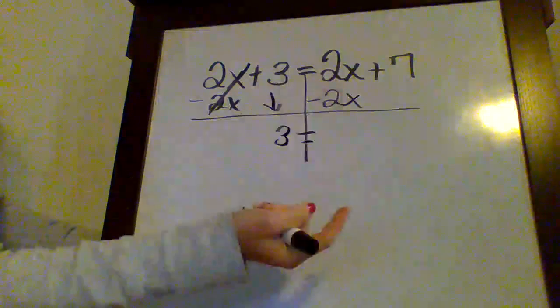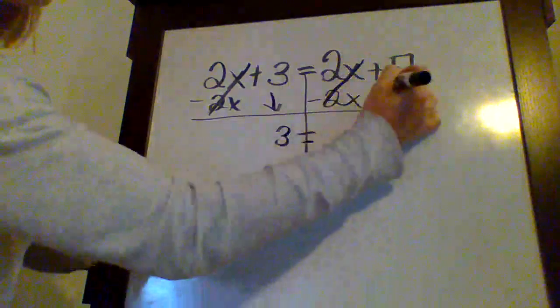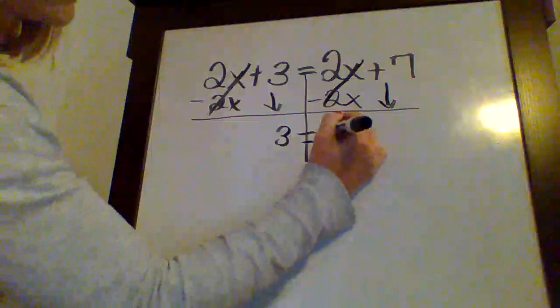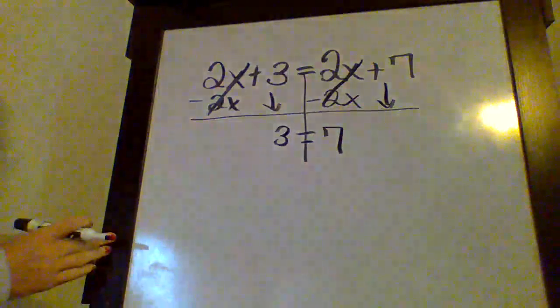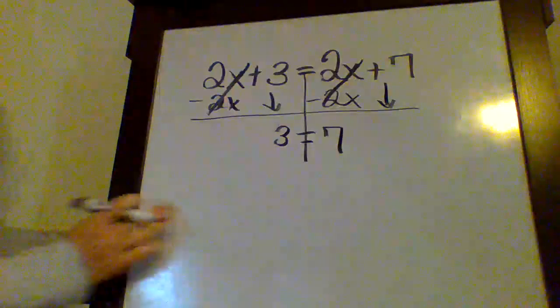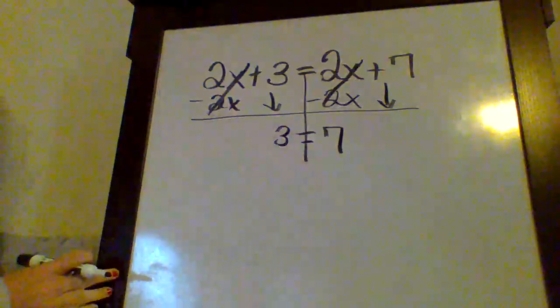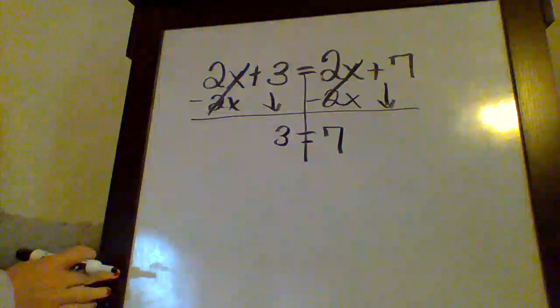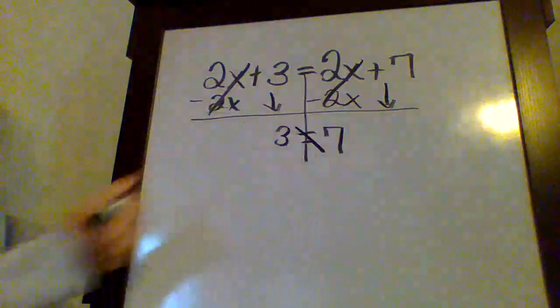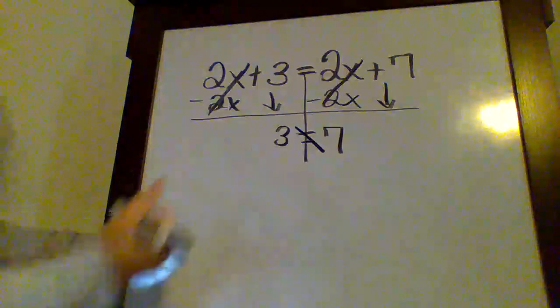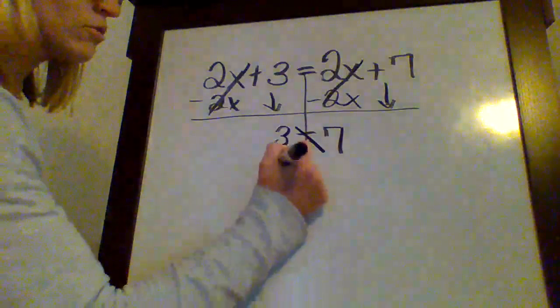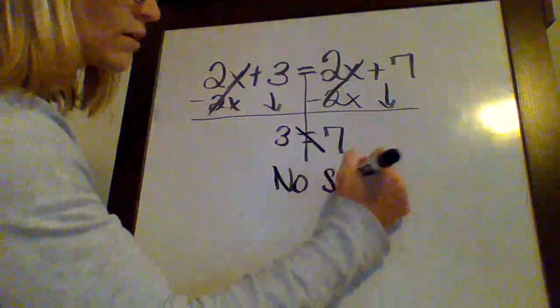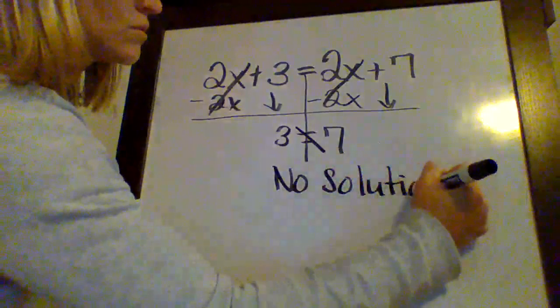2x minus 2x, well, that also cancels out or equals 0. I'm just going to bring down my plus 7, or 7. As you can see, I'm left over, it says 3 equals 7. Last time I checked, 3 was not the same as 7, so we know that is not true. And because we're left with a statement that is not true, this has no solutions.